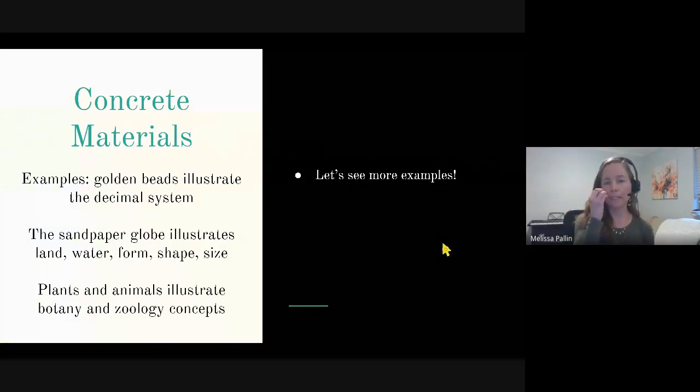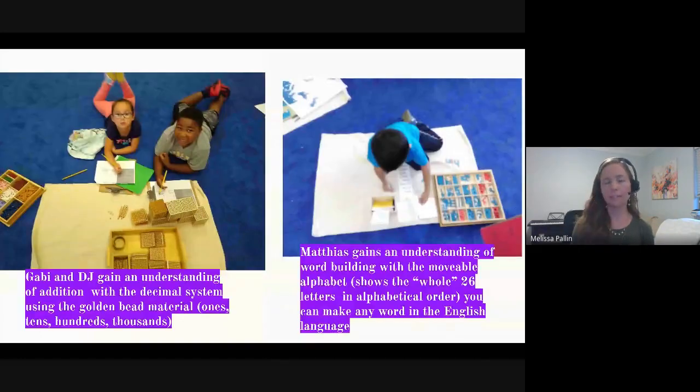So here are some examples, and you can take a peek. These are some pictures from our classrooms. You can see Gabby and DJ, they're gaining an understanding of addition with the decimal system. They have the little units, the 10 bars, the hundreds, and the thousands, and they're doing their math problems with those materials to help understand them from concrete to abstract.